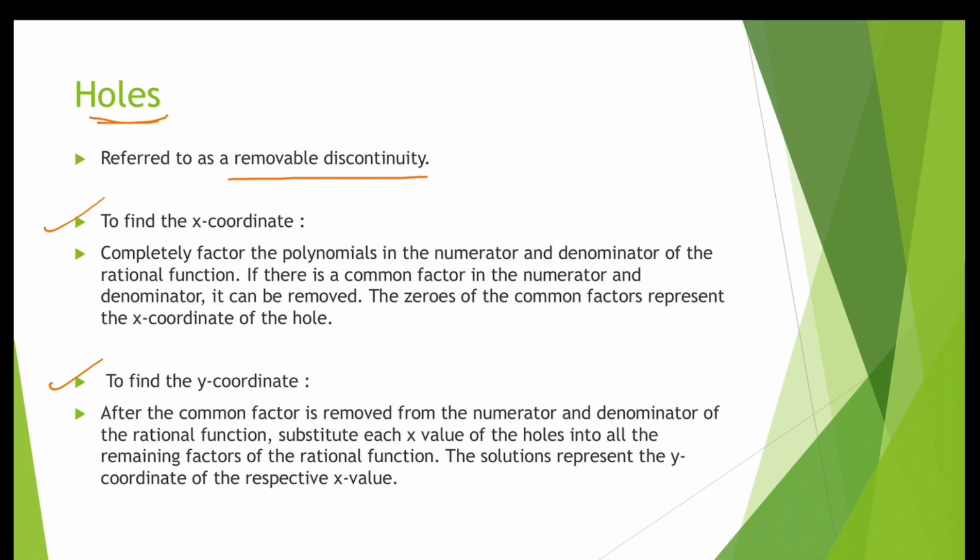We're going to completely factor the polynomial first. We're going to remove the common factor, okay? Remove the common factor, and the zeros of the common factors represent the x-coordinate of the hole. It's going to be much clearer when I show you this with an example. And to find the y-coordinate, after removing the common factor, we substitute each x value of the holes into the remaining factors of the rational function, and the solutions that we get are the y-coordinates of the respective x values.